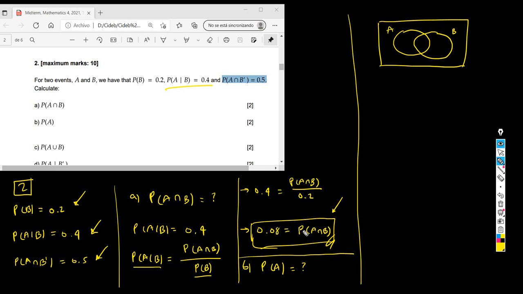For example, well, I know this. Let me write 0.08. This is the area of this particular section, A and B. What else do I know? I know that the probability of B is 0.2, which is all of this area. And that gives me that the area of this particular section, this half moon, so to speak, should be 0.2 minus 0.08. So how much is that? That's going to be 0.12.